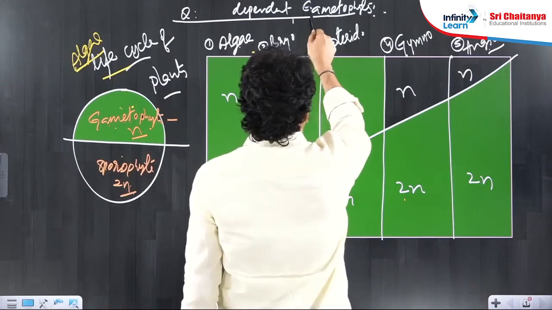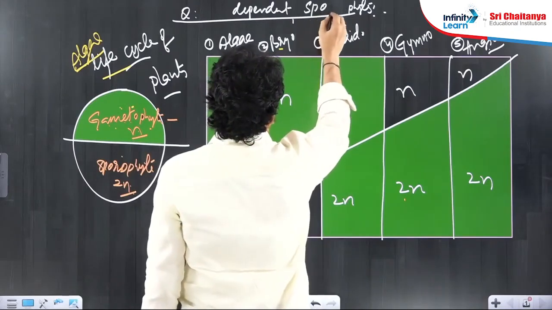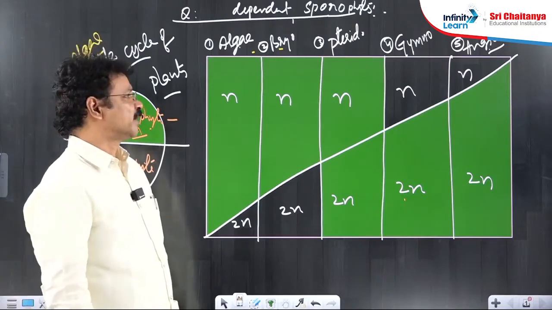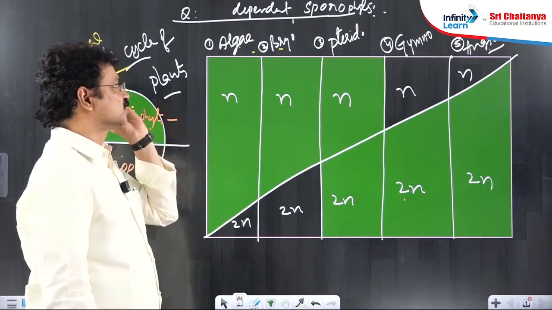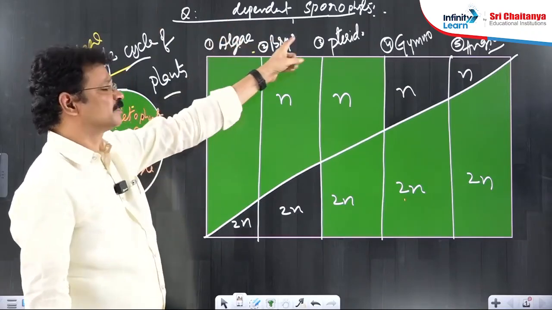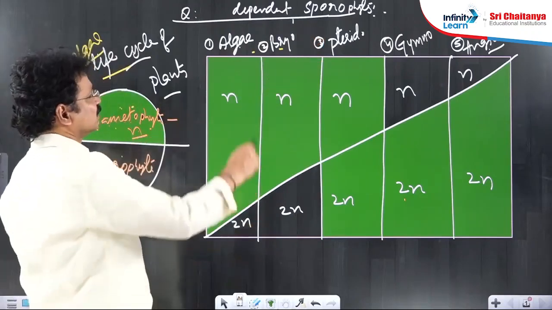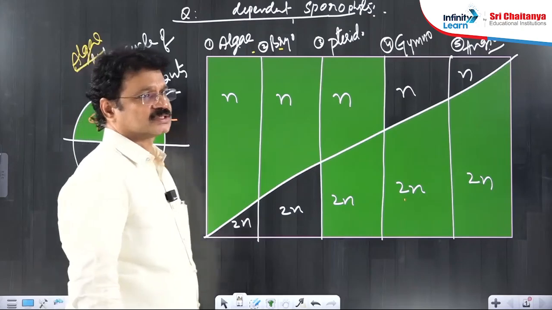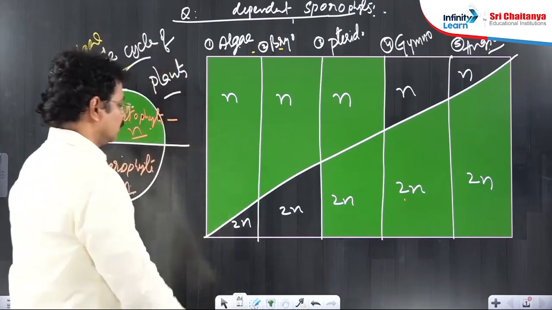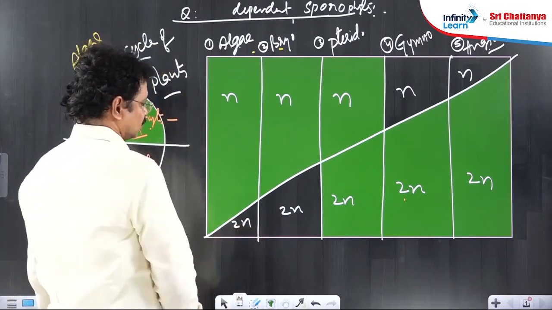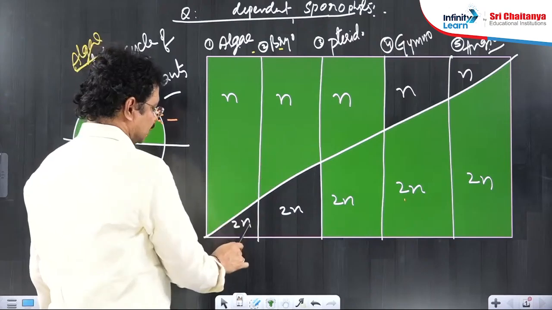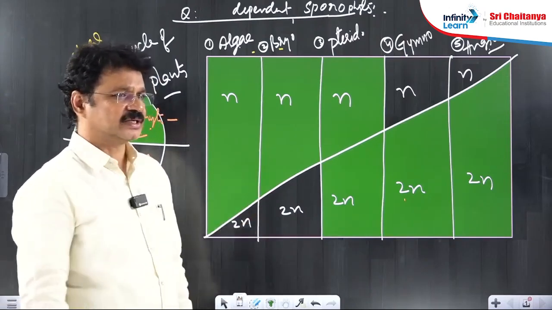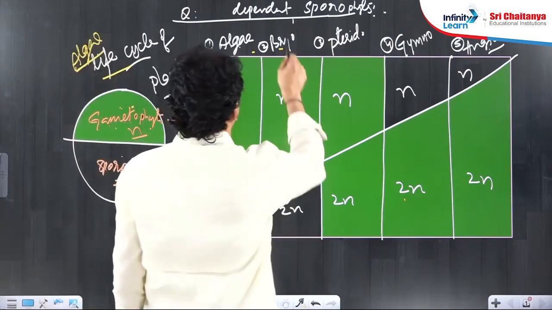Next, one more question. A slight change. Dependent sporophytes are found in which plant groups of the plant kingdom? Which possess dependent sporophytes? Five options. Good. 1 and 2. Yes, nice. In both algae and bryophyta, gametophyte is independent, sporophytes are dependent. Okay, good. Nice.